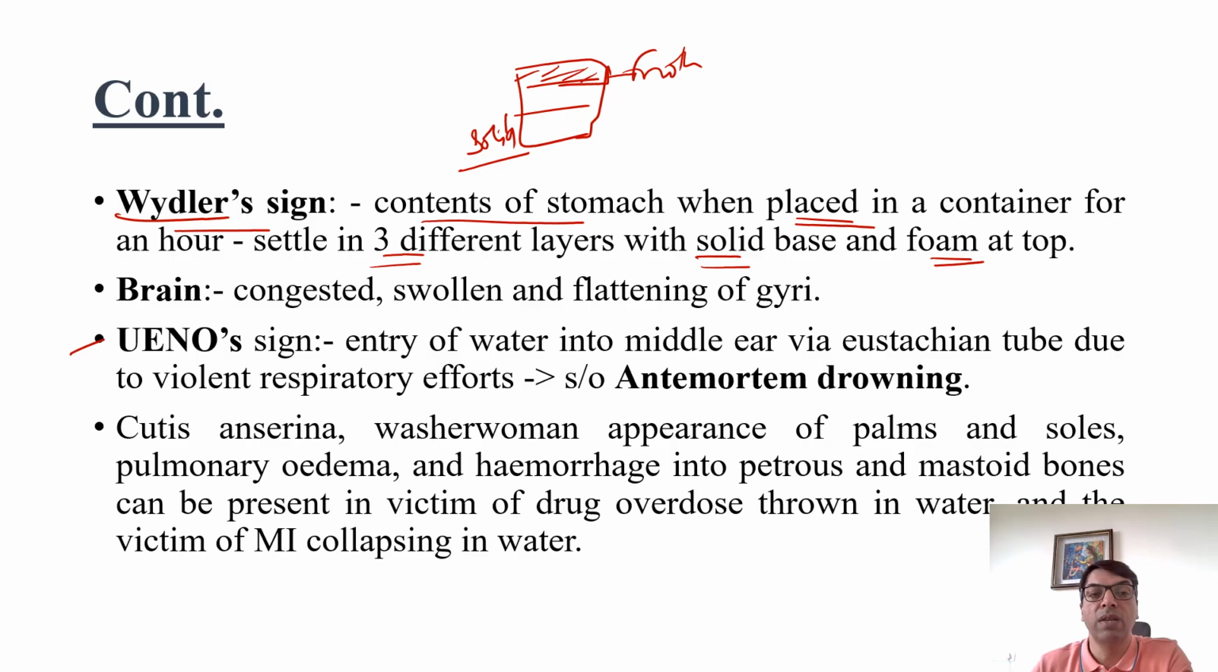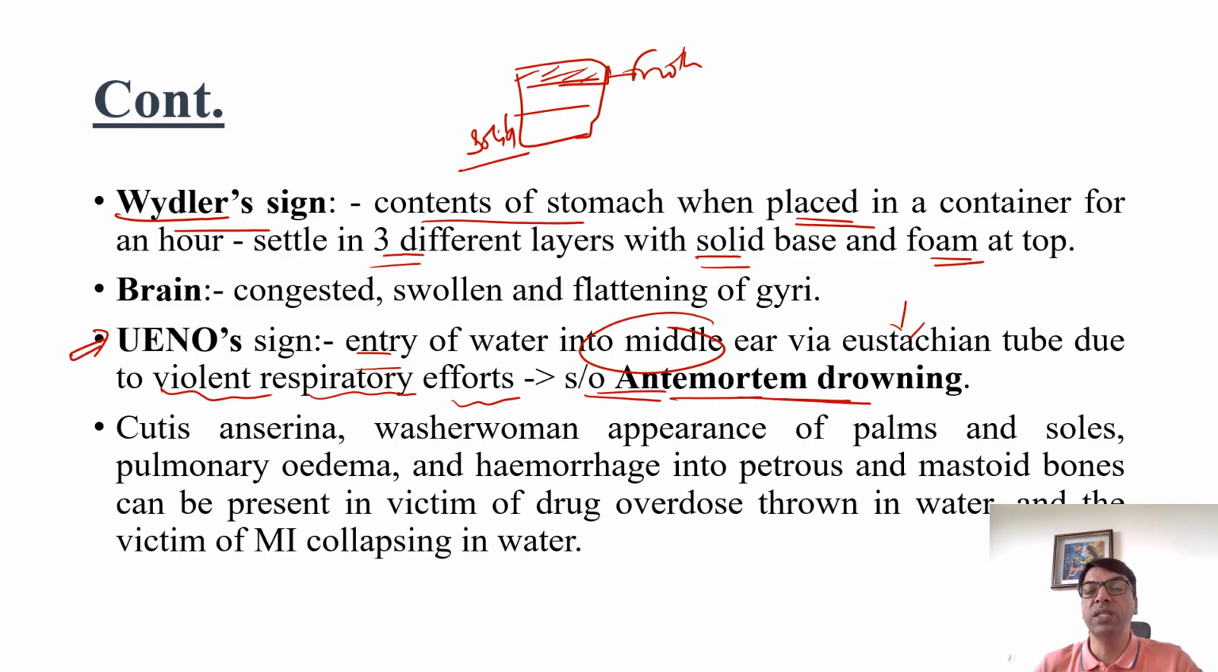Then UNO sign. What is UNO sign? It is entry of water into the middle ear. The water enters through the eustachian tube because of violent respiratory efforts. Because of violent respiratory efforts from the respiratory tract, the fluid gets into the middle ear, and presence of fluid in middle ear is an indicator of antemortem drowning. It is called UNO sign.